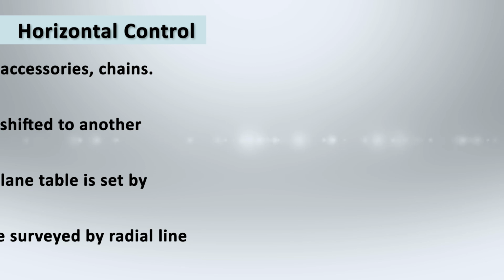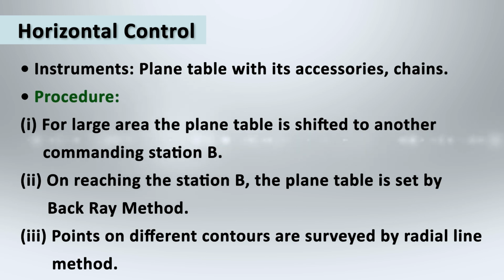Let us see the second step called horizontal control. Instruments required for horizontal control are a plane table with its accessories and chain, etc. Let us see the procedure. See figure number 3. In case of small areas, the location of the points on each contour are surveyed on the plane table section by radiation method.